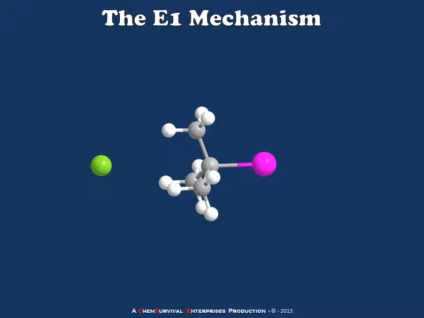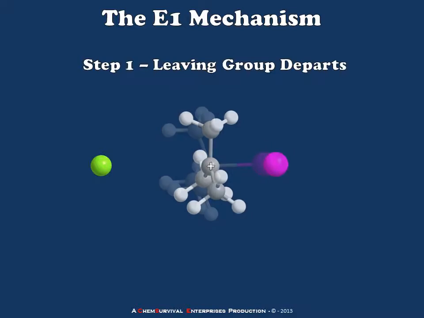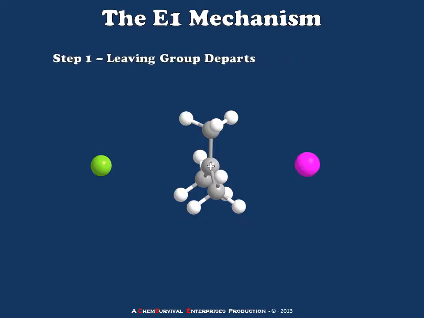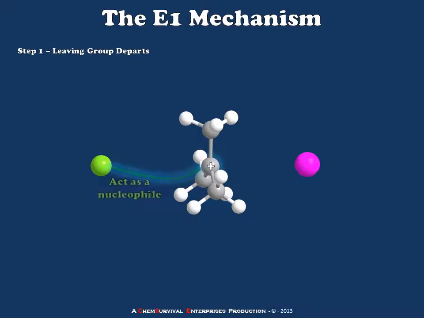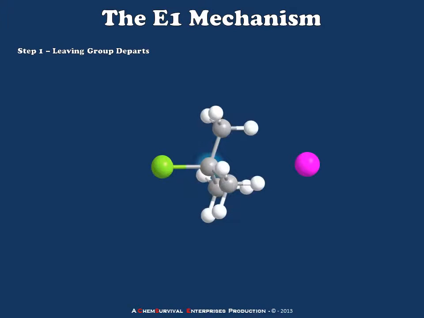In the case of the E1 mechanism, just as in the SN1 mechanism, the reaction initiates with the departure of the leaving group. When this occurs, a carbocation is formed. Now, we have several options with what we can do with this carbocation. The first of which is, of course, we can have a nucleophilic attack. This would be an SN1 reaction. So if I have a relatively good nucleophile, I can expect a substitution product to form.